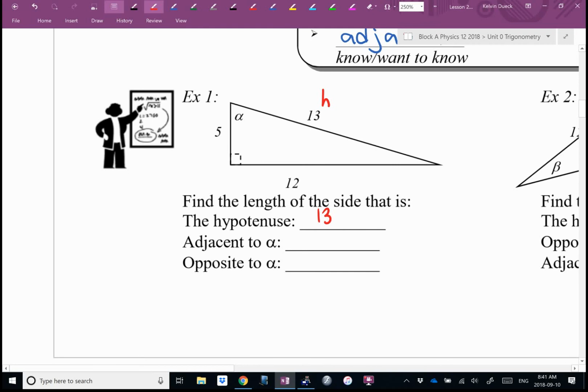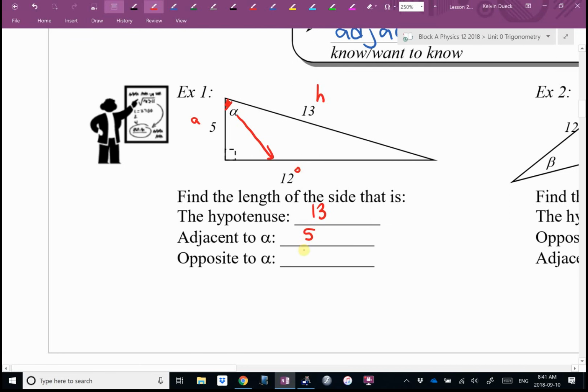Adjacent means beside. Now the angle is right here. There are two sides beside that angle, but one of them is the hypotenuse, so it ain't that. The adjacent is what? Opposite is the one across from the angle. That's the 12.